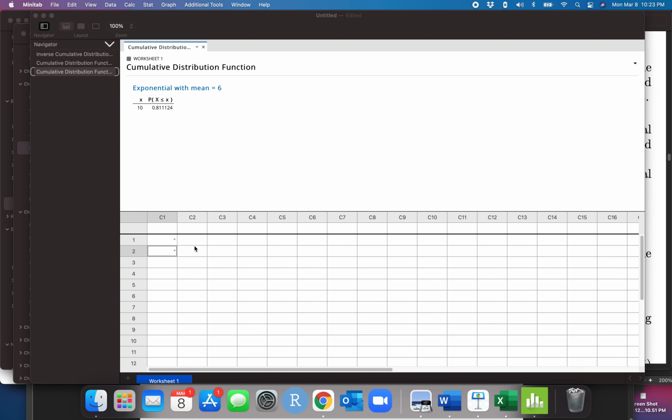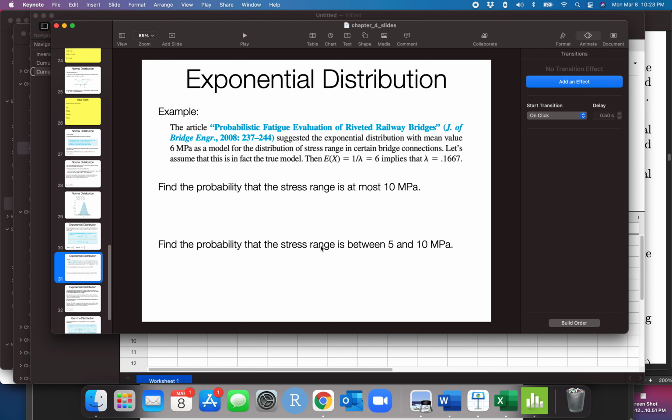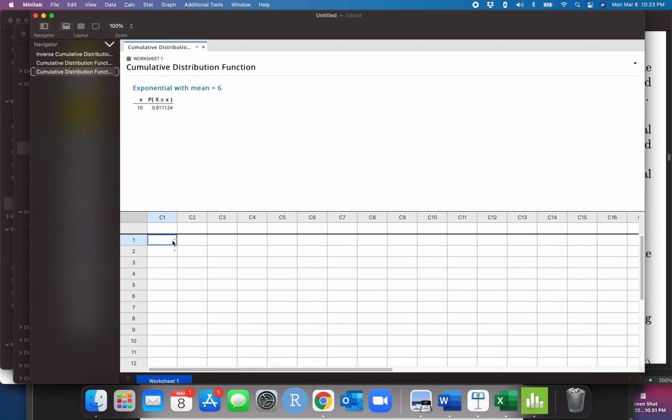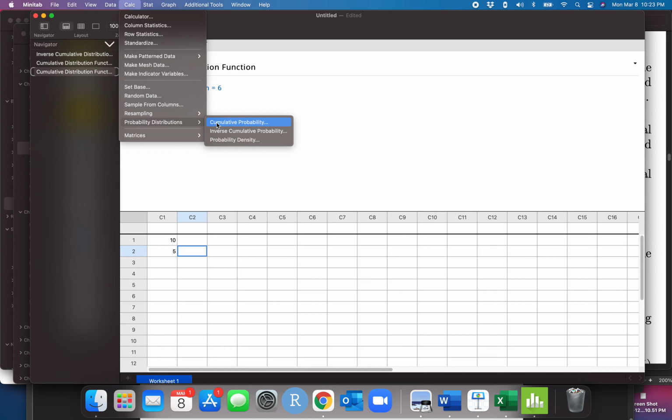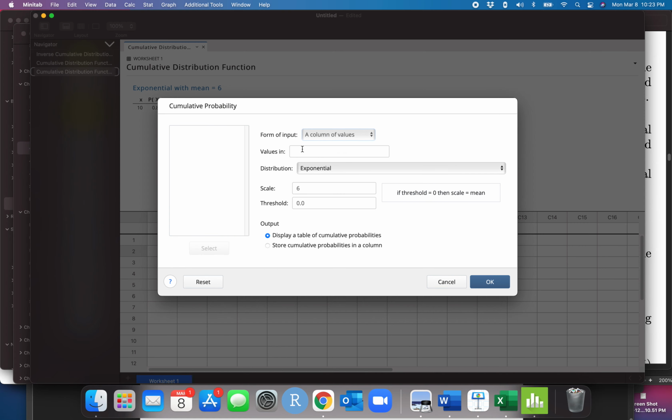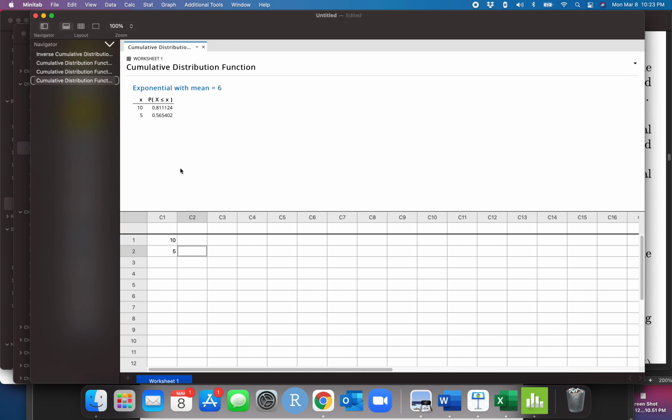Okay. And then the second question is between 5 and 10. Okay, between 5 and 10. So down here I'm going to put 10 and 5. For continuous distributions, it doesn't matter inclusive or exclusive, because there's no such thing. And so I am going to input a column of values, C1, exponential, 6 and 0 there. And so I click OK. And it gives me up here the 2 values, 0.811 minus 0.565.